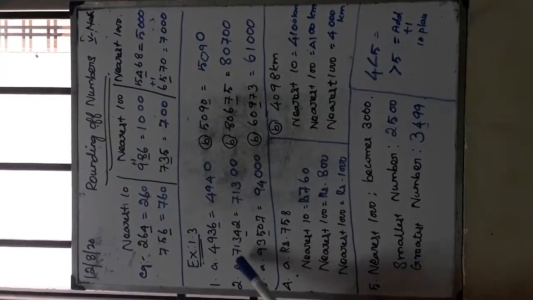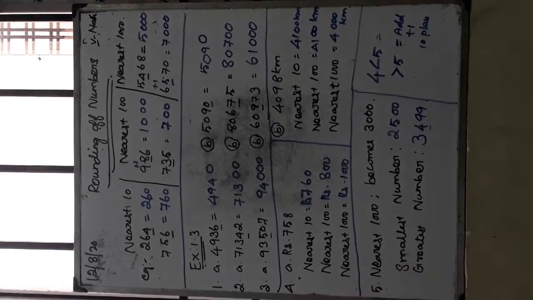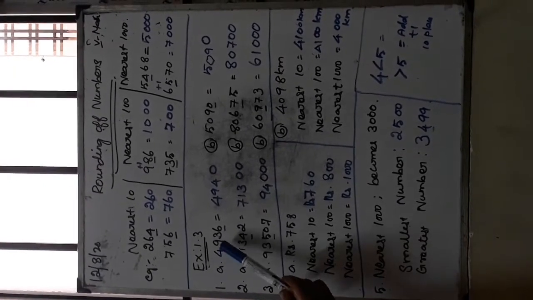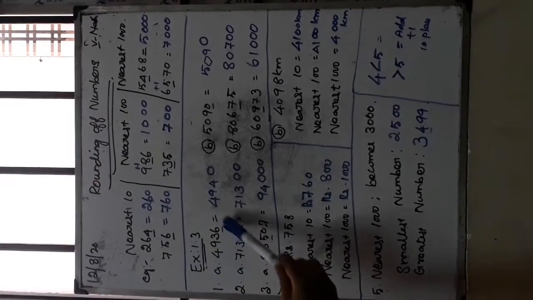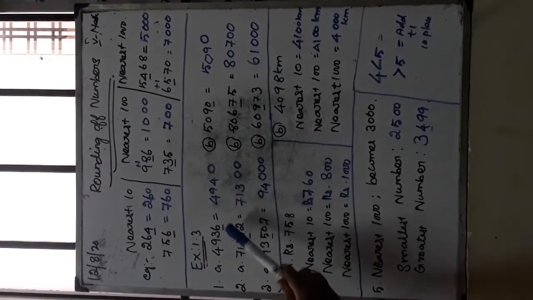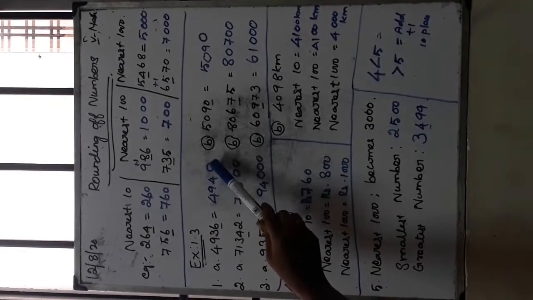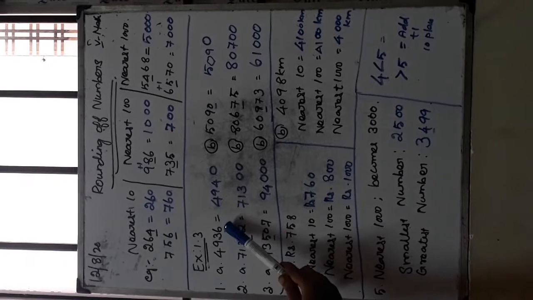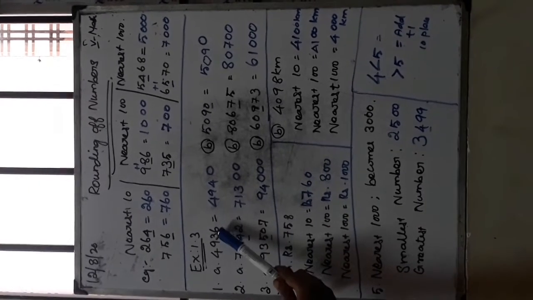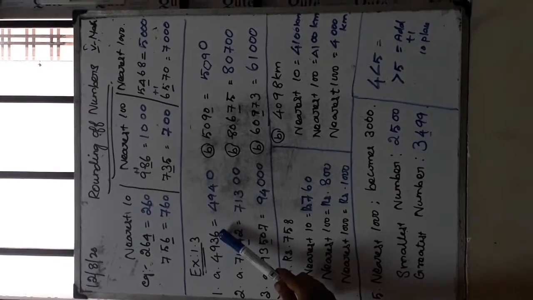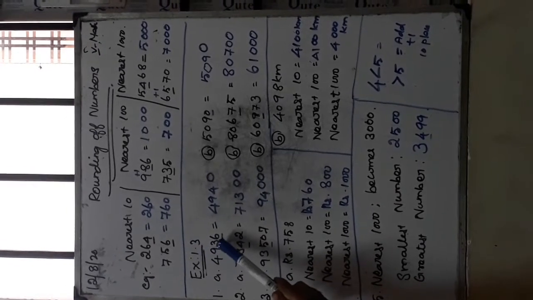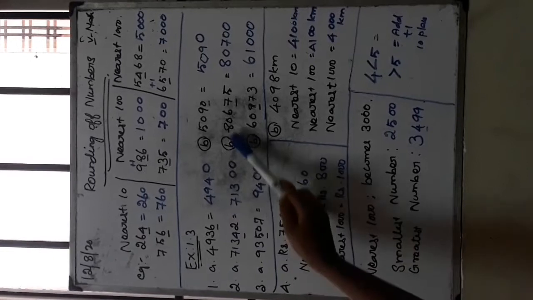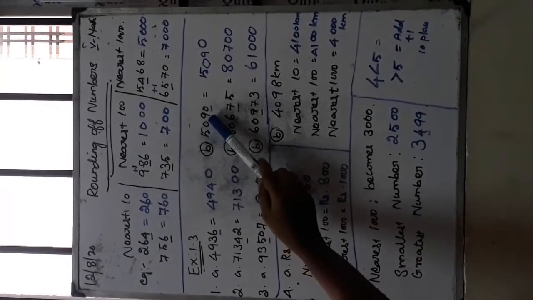Next is Exercise 1.3. First one: round off the numbers to the nearest 10. Nearest 10 means you put 0 in the ones place. First you check the ones digit, which is 6. It is greater than 5, so you add 1 in the tens place. So 4940.